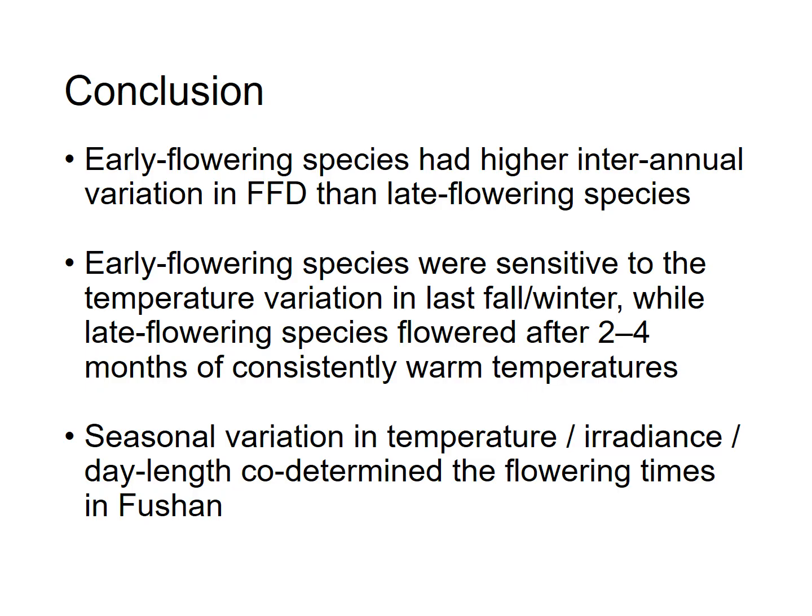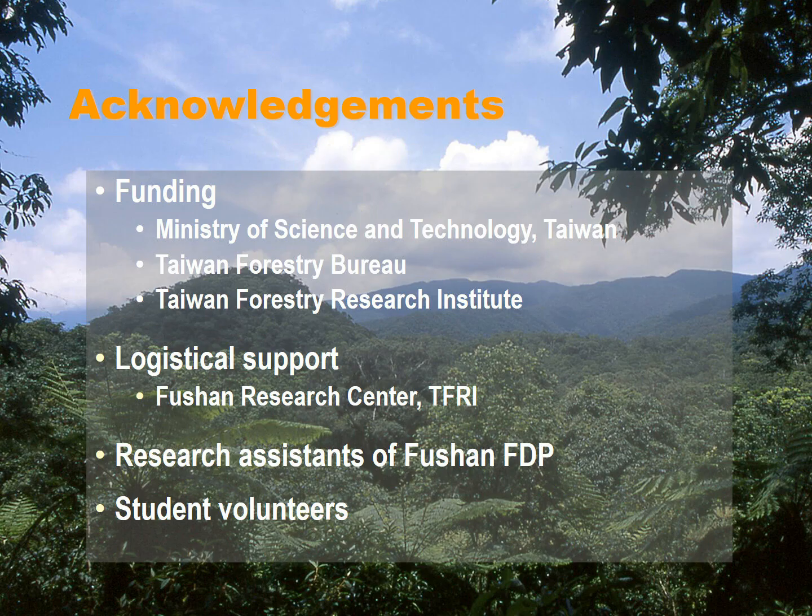To conclude, early flowering species had a higher interannual variation in FFD than late flowering species. This might be due to the large variation in environmental signal they experience. Early flowering species were sensitive to the temperature variation in last fall and winter, while late flowering species flower after 2 to 4 months of consistently warm temperature. Seasonal variation in temperature, irradiance, and day length may co-determine the flowering times in Fushan.